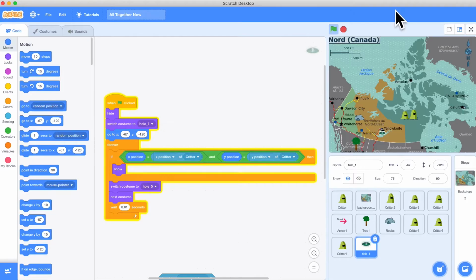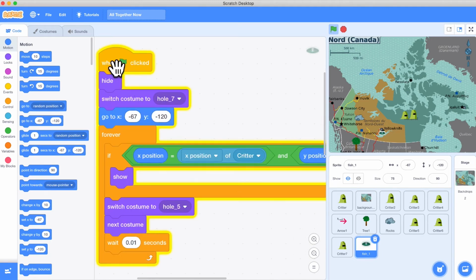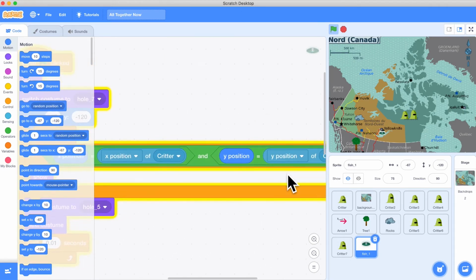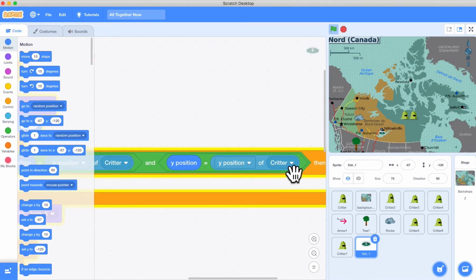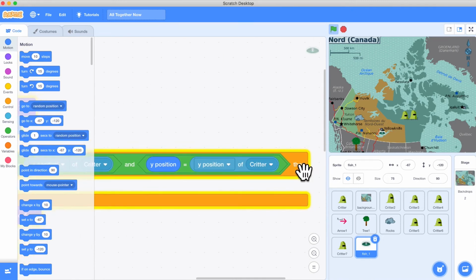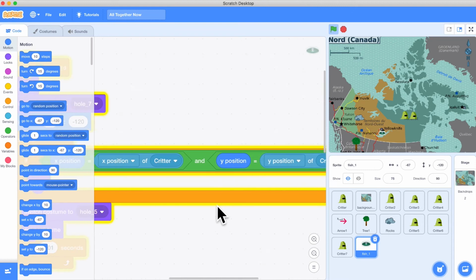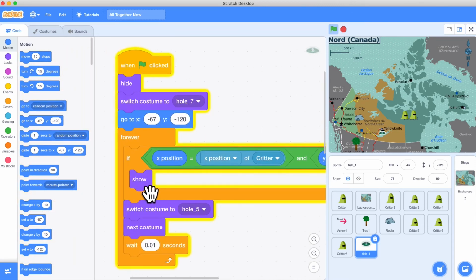So how did it work for the fish and not work for critter 7? When the green flag is clicked, let's make it larger so we can see. When the green flag is clicked, the fish goes to X negative 67 and Y negative 120. And if the X position of the fish is equal to the X position of critter, and the Y position of the fish is equal to the Y position of critter, then it will show. And it did.